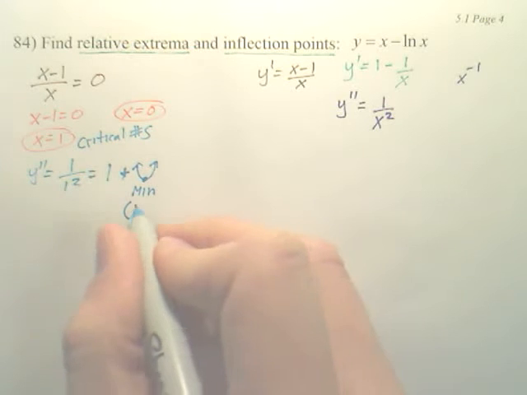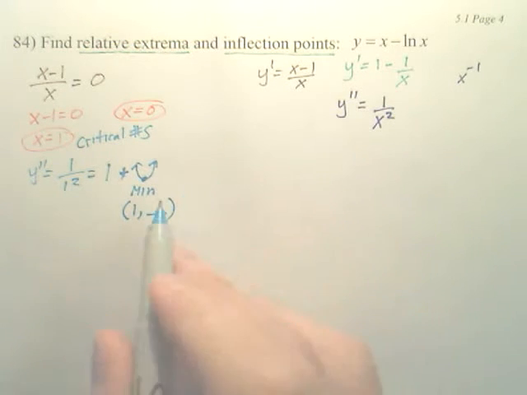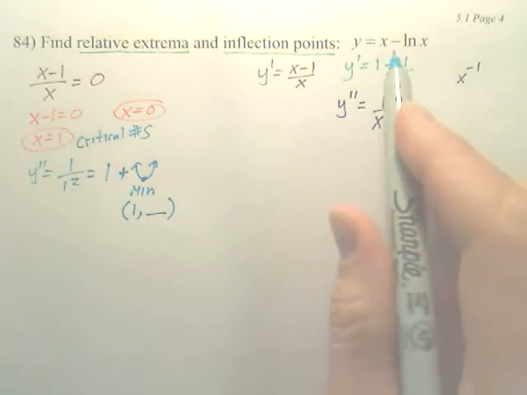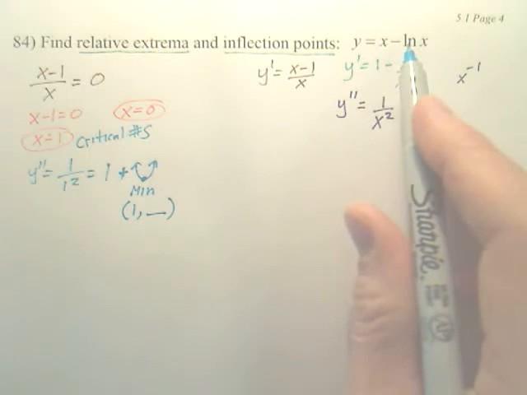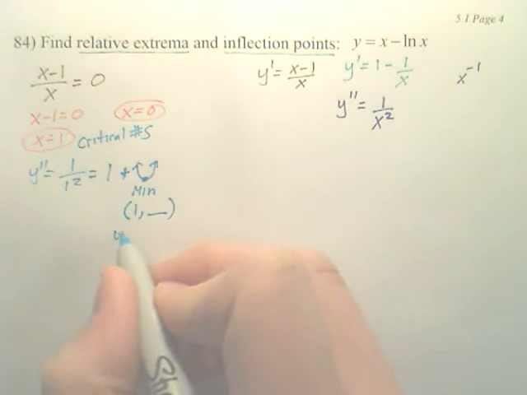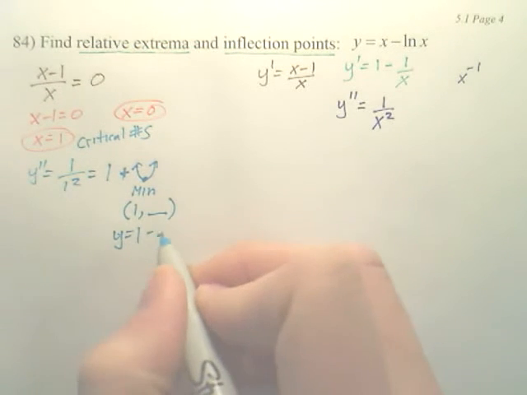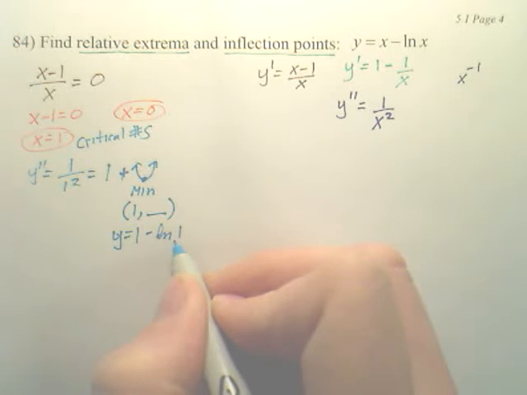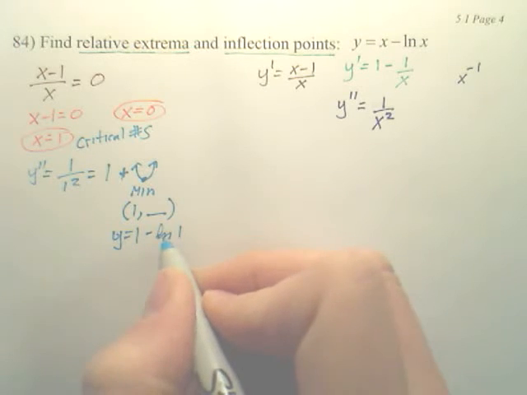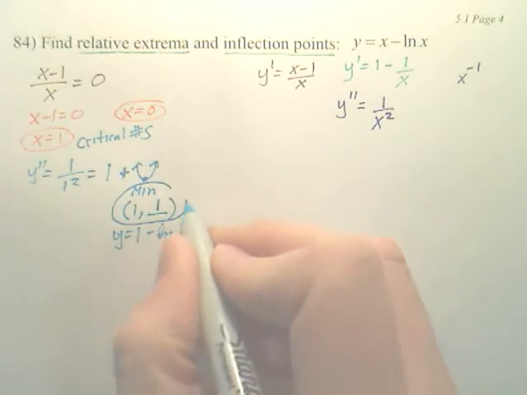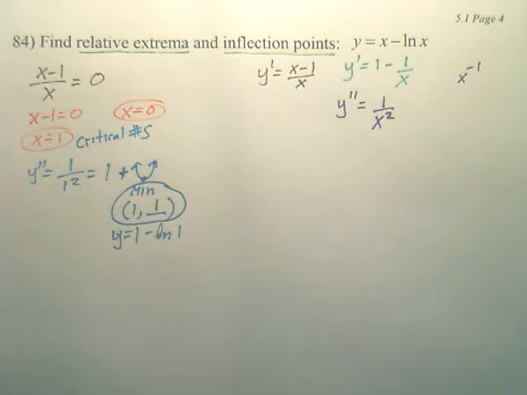So your minimum is 1 comma something. Do we have to find the second piece? Do you plug it back into here? Is that okay? So when you plug it in there, y equals 1 minus ln 1. What was ln 1? 0. So 1 minus 0 is 1. So there's your minimum, or a minimum.